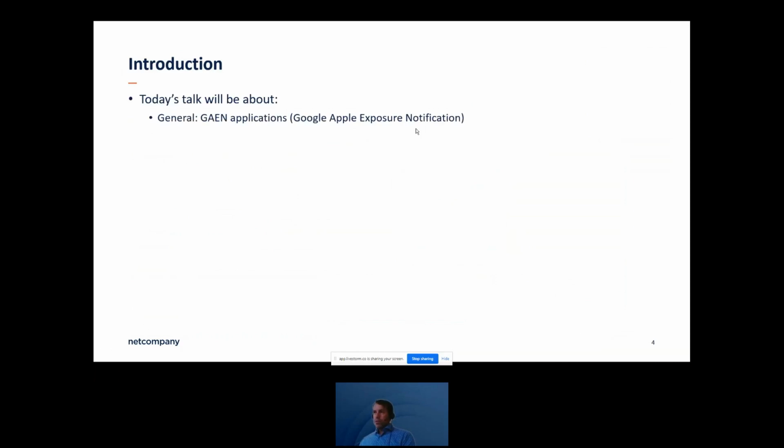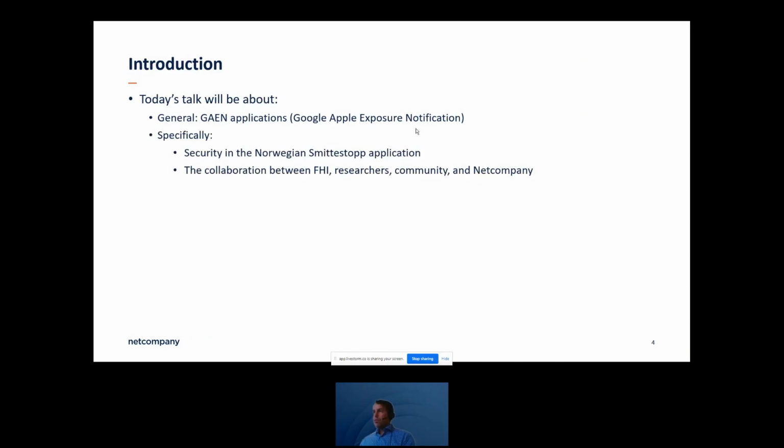So, introduction. Today's talk will be about general GAEN applications, Google Apple exposure notification, specifically security in the Norwegian Smittestopp application, the collaboration between FHI, researchers, community, and Netcompany, and do-it-yourself. Overall, these are the topics that we'll go through, and which will also ensure that you'll have a few takeaways. It'll be a little bit technical. I hope I hit the right level of technique. I know it's a tech talk, and I know you like to dive into all the nitty-gritty technical details, and I hope I give you enough for you to continue.